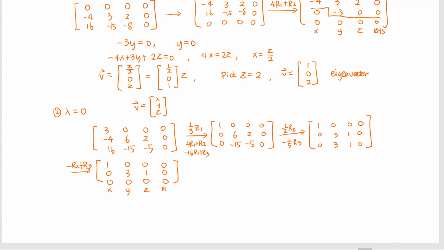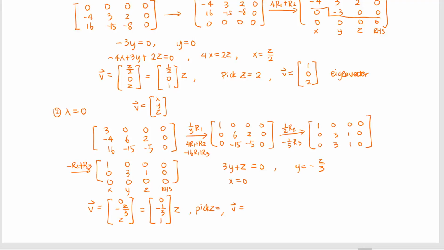So x, y, z, right-hand side, second row, 3y plus z is 0. So y is minus z over 3. First row, x is 0. So v is: x is 0, y is minus z over 3, and z is z. So we can pick z is 3, then we can get integer entries. v is 0, minus 1, and 3. So far so good. So this is the eigenvector.